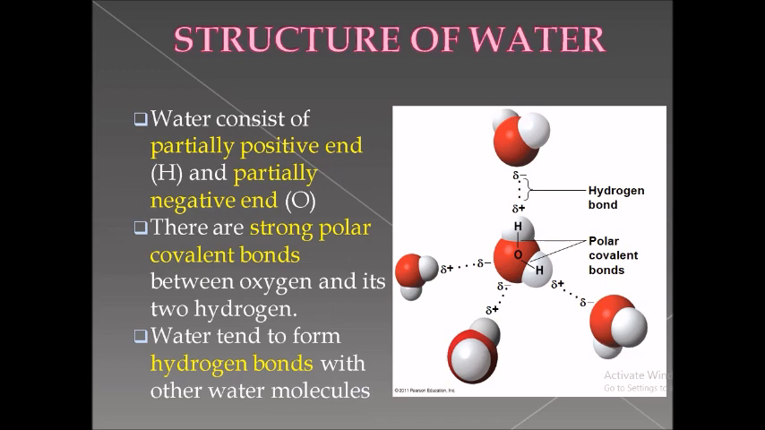So water, as we studied last week, consists of partially positive hydrogen and also a partially negative end of oxygen. Oxygen has a slightly negative charge, meanwhile hydrogen has a slightly positive charge. Therefore they have a strong polar covalent bond within the water molecule itself, between the oxygen and the hydrogen. Here we have a polar covalent bond, this one and this one, where they are sharing the electrons unequally.